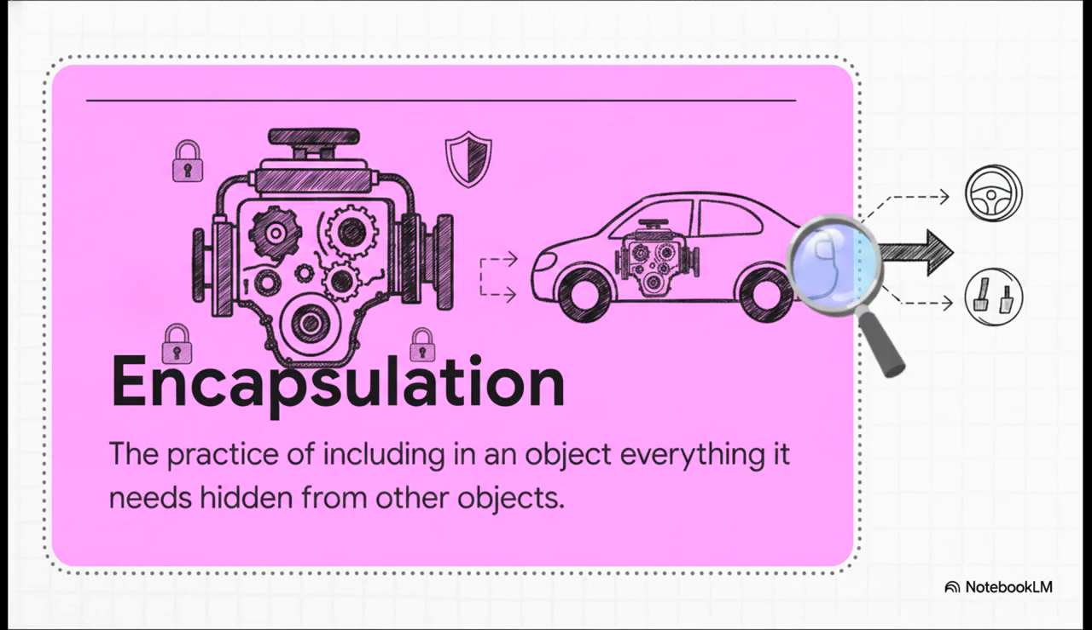Now, to keep all these objects from breaking each other, we use something called encapsulation. The absolute crucial point here is keeping internal states strictly private. You want to hide everything the object needs to do its job from the outside world and only expose very specific public behaviors.